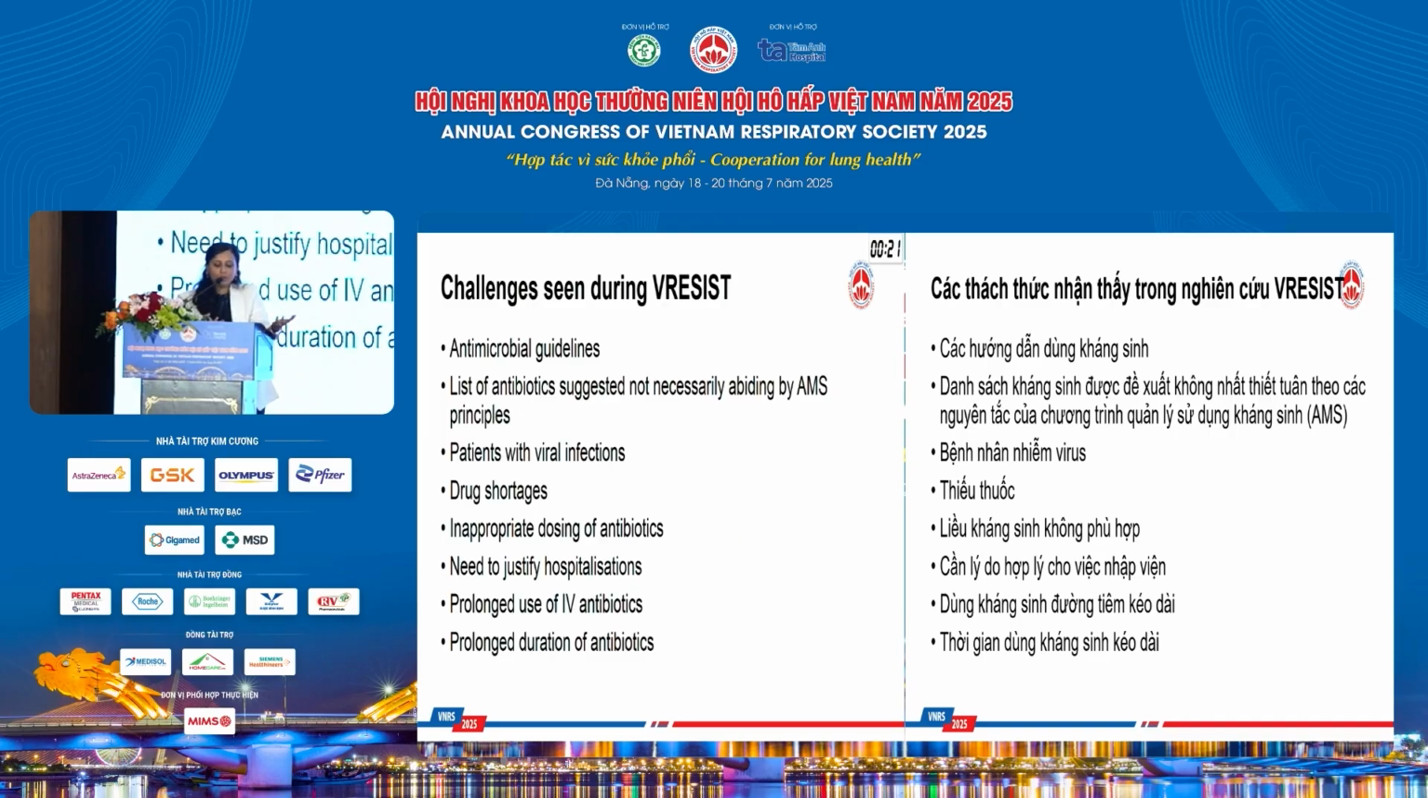We also saw a lot of challenges with patients with viral infections. We had problems with drug shortages. So when there was no particular antibiotic, they had to pick something else. There was a lot of inappropriate dosing, where a lot of antibiotics were dosed less than what it should be. If it should be 4 times a day, it was only given twice a day. And as you know, this breeds more resistance because there's not enough antibiotic to kill the infection, and if you keep going for a long time, you're just going to get the stronger resistant bacteria to stay on.